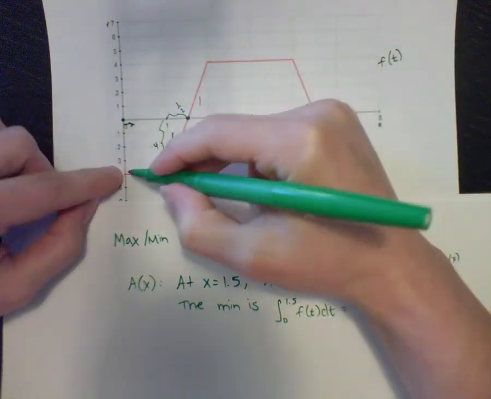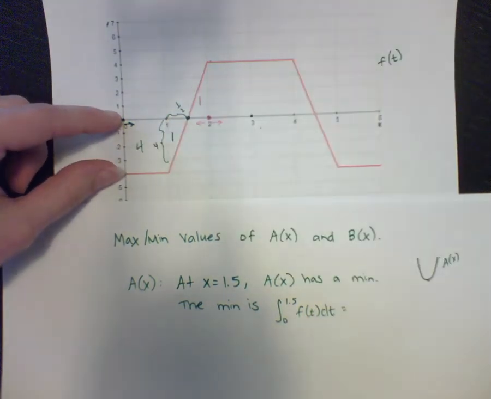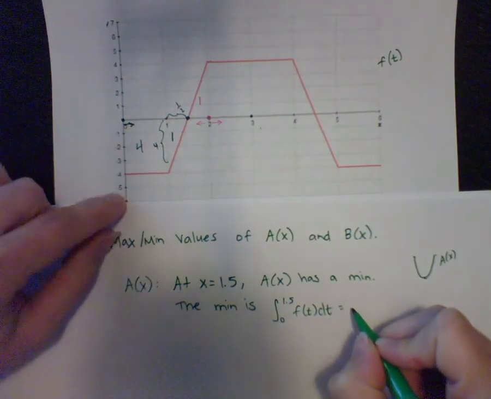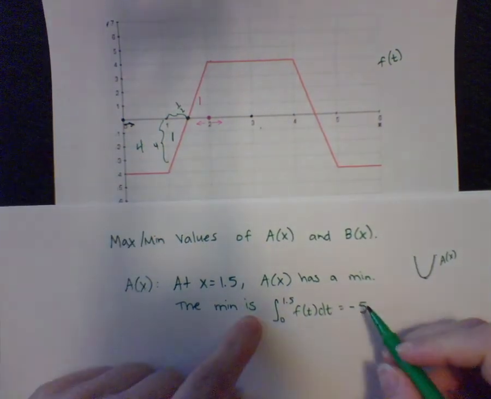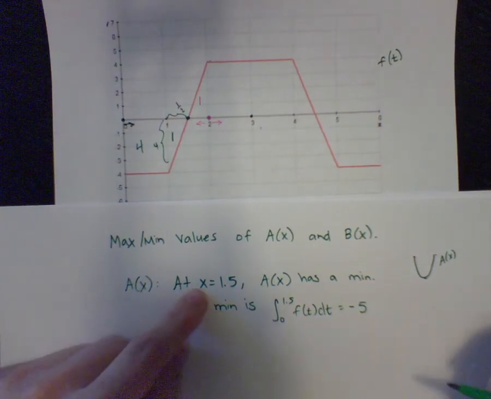And then this area, I can see it has a base of 1 and a height of 4, so it has an area of 4. So that means then my area is going to be -5. It's below the x-axis. So the minimum value is going to be -5, and it occurs at x equals 1.5.